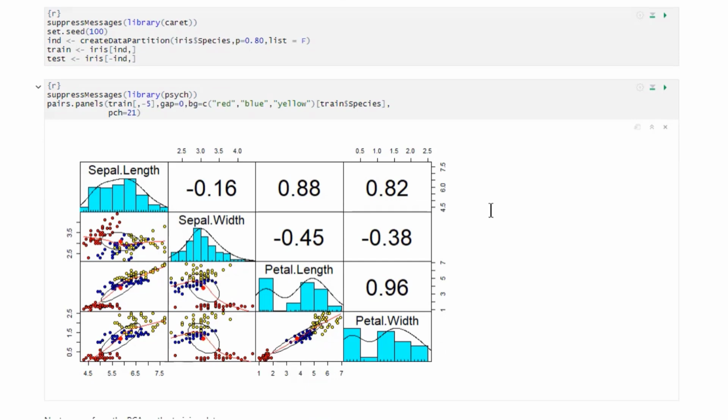Here we see this plot which shows us the sepal length, sepal width, petal length and petal width on the leading diagonal. We also get the pairwise correlations in the corresponding columns and the scatter plots. For example, on the second row and the first column, we get the scatter plot of sepal length versus sepal width. While on the second column and the first row, we get the correlation between sepal length and sepal width.